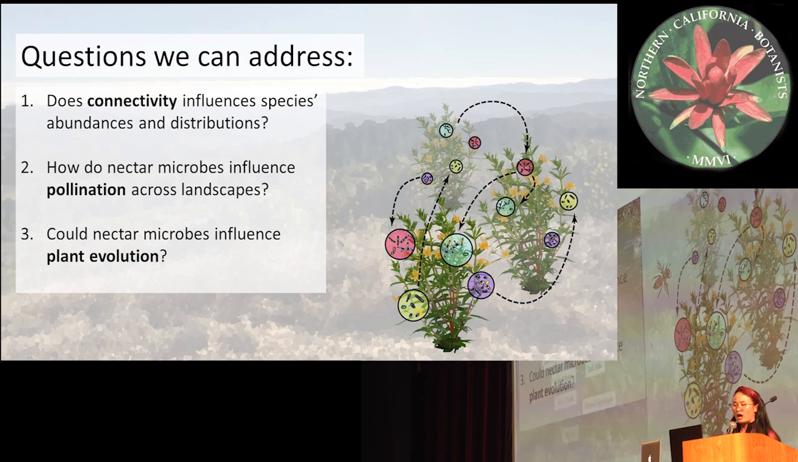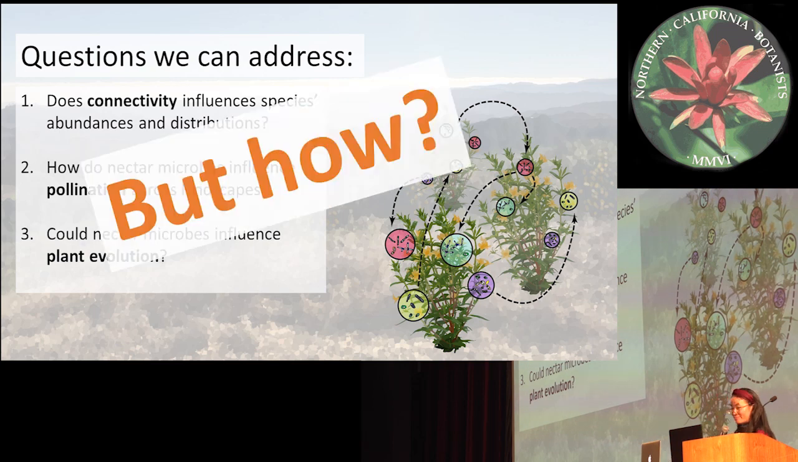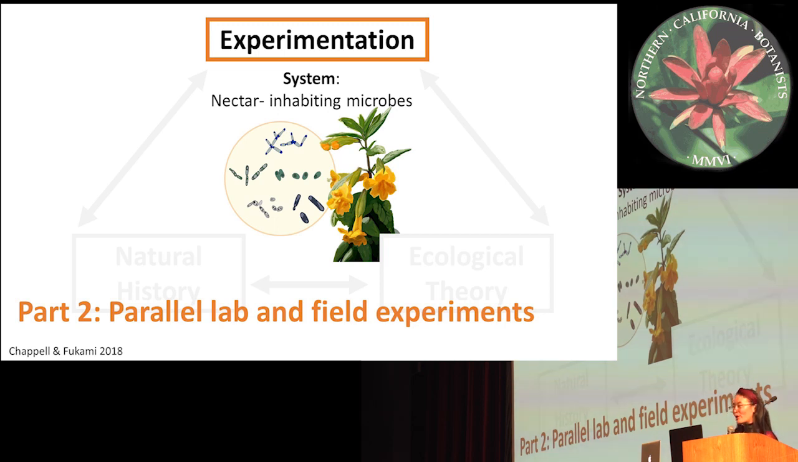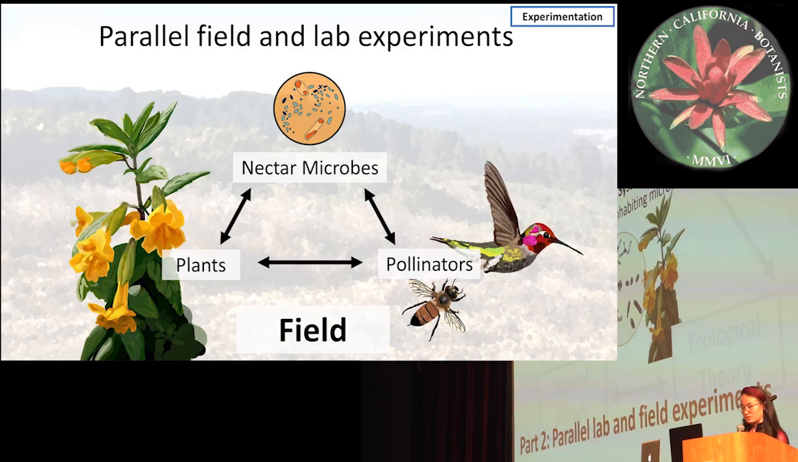And so we can address a lot of different questions using the system, such as how connectivity influences species abundances and distributions, how nectar microbes might influence pollination across landscapes, and whether nectar microbes might even influence plant evolution. So you might be wondering, but how? That leads me to the second part of this talk, where I'm going to talk about the parallel lab and field experiments we can do that I think is the really important and novel aspect of the system.